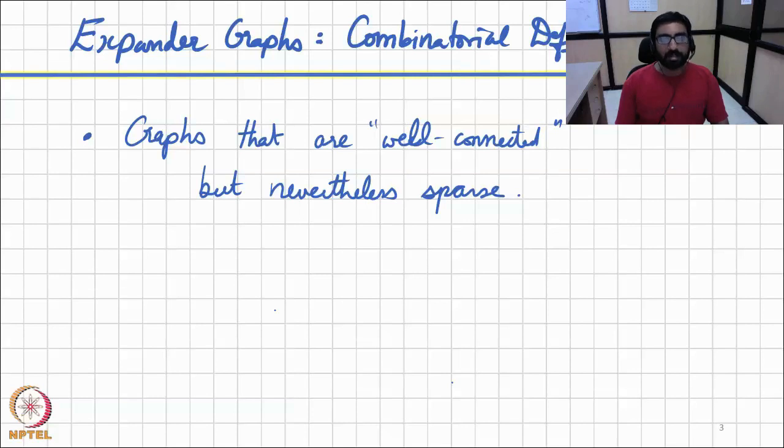These are very interesting combinatorial objects, and there are many interesting aspects to this notion of expander graphs. In particular, it's not just a combinatorial object, but it also can be viewed as an algebraic notion, could be viewed from probability theory, and so on. So it's a very interesting notion that bridges many diverse areas of study.